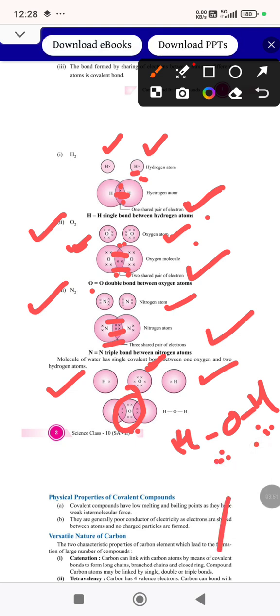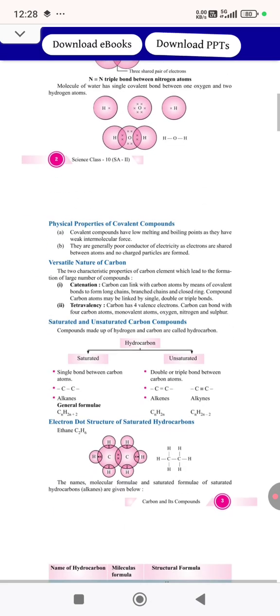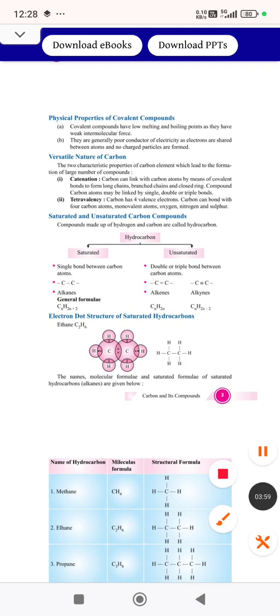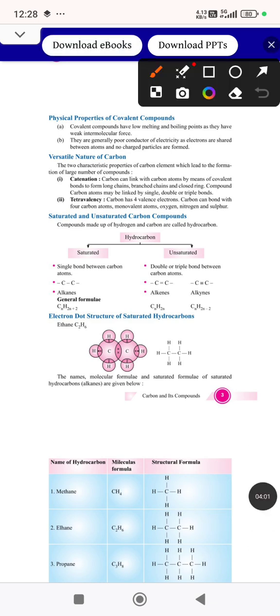Physical properties of covalent compounds. Covalent compounds have low melting and boiling points as they have weak intermolecular forces. They are generally poor conductors of electricity as electrons are shared between atoms and no charged particles are formed.